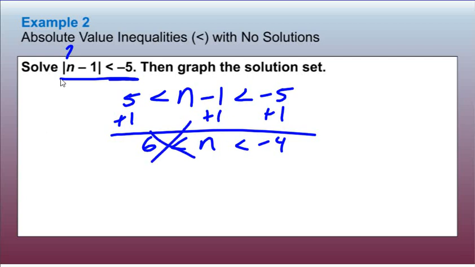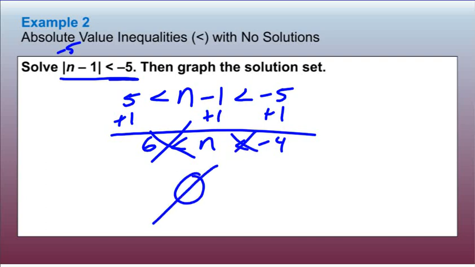If I choose a number that's less than negative 4, so let's choose negative 5. If I put negative 5 in here, negative 5 minus 1 is negative 6. The absolute value of negative 6 is 6. 6 is not less than negative 5, so that one doesn't work. That's why it's no solution.